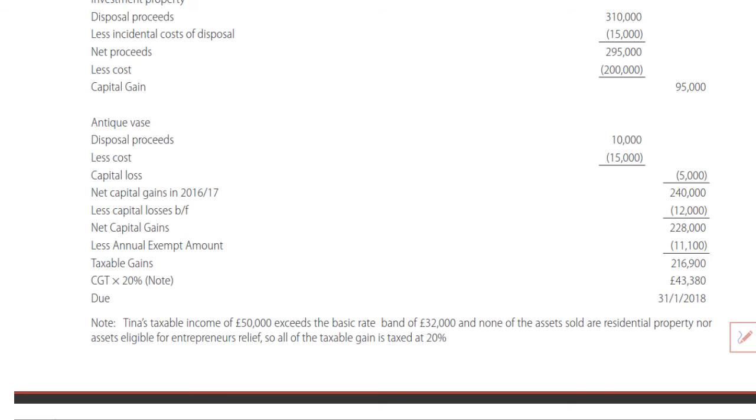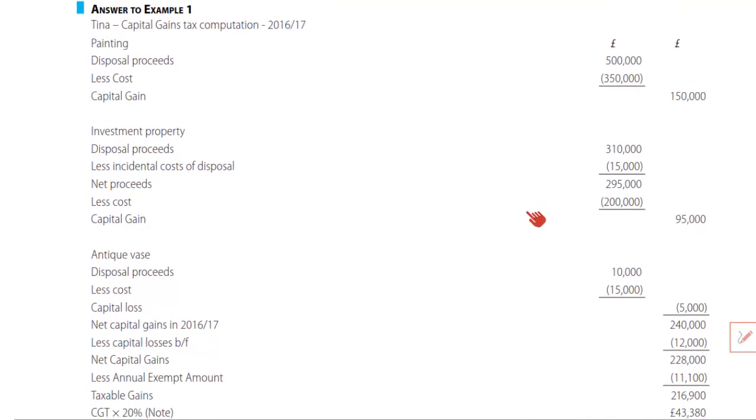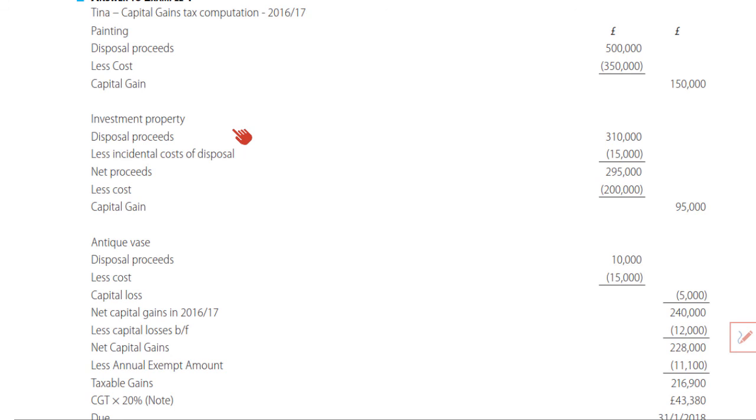But what about if we now, using the same numbers as we see here, but there that investment property, if now that had been a residential property. Now, if that had been a residential property rather than investment property there, then that means that we're talking about different tax rates. If we're a higher rate taxpayer, then we're talking 28% tax instead of just 20% tax. So that, therefore, means we now have to segregate our taxable gain figure. We had a taxable gain right down here of £216,900. That would have to be broken up into how much of those taxable gains relate to the residential property and how much relate then to the painting, because a different rate, a higher rate, would apply to the residential property gain.